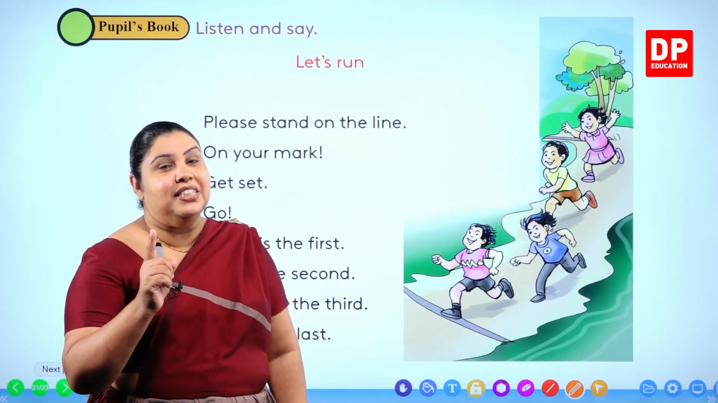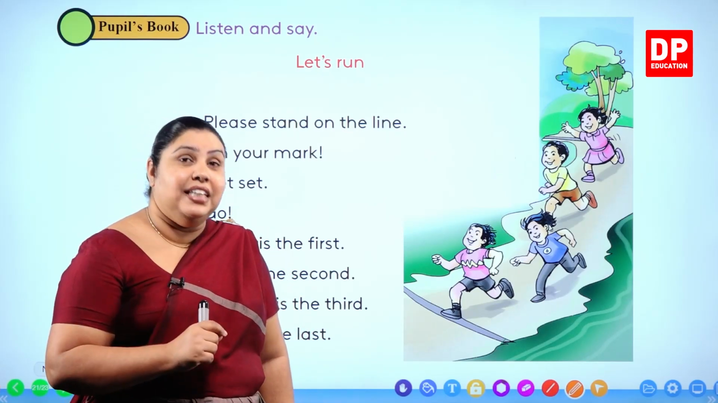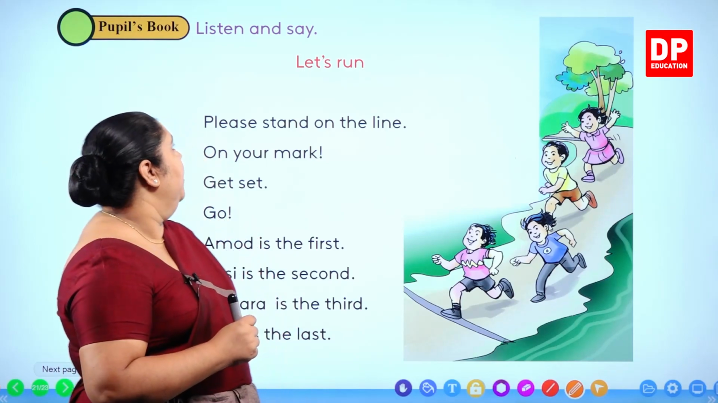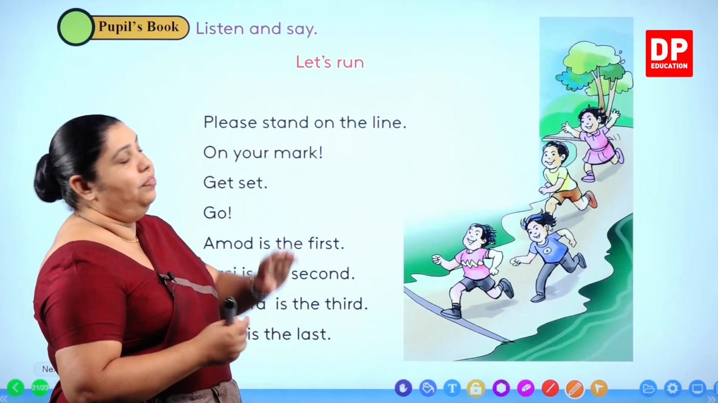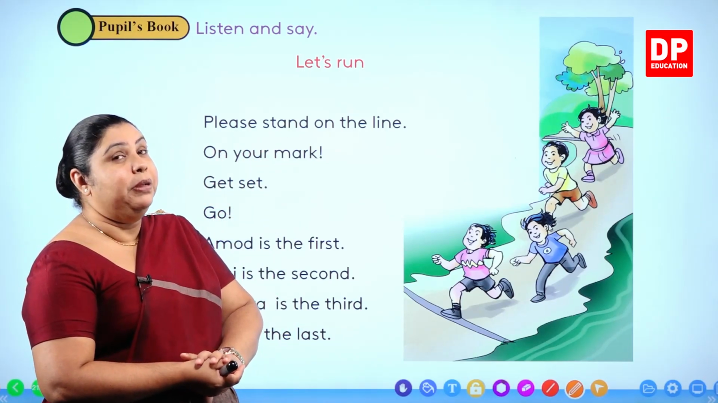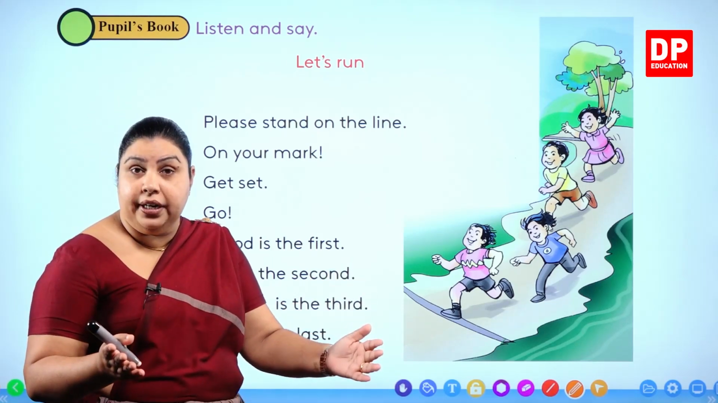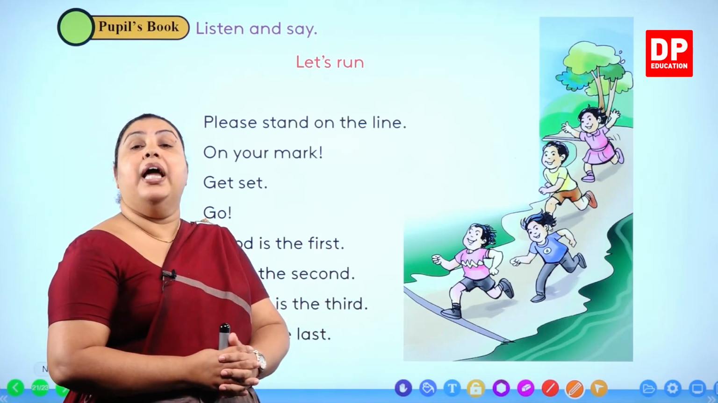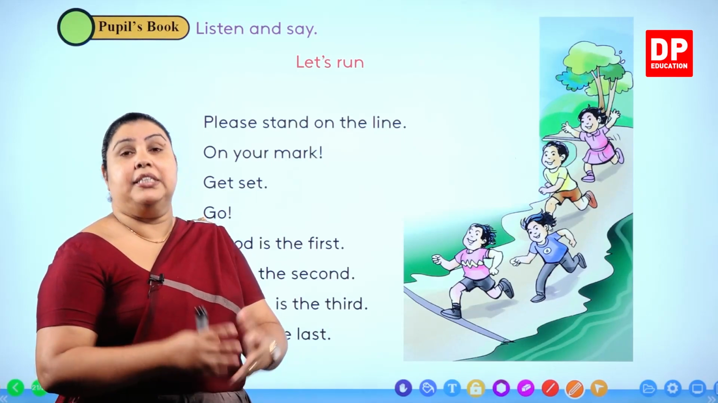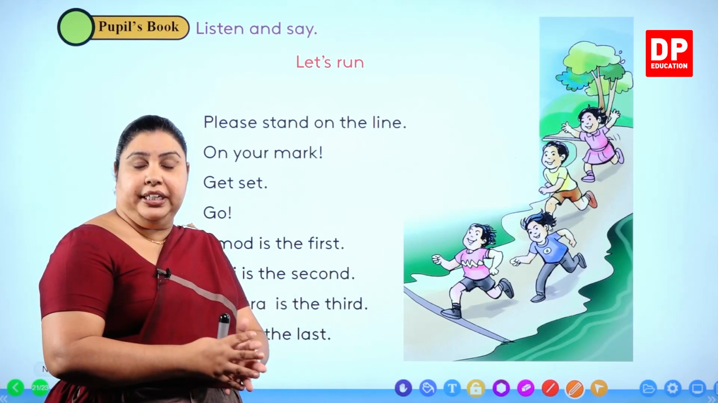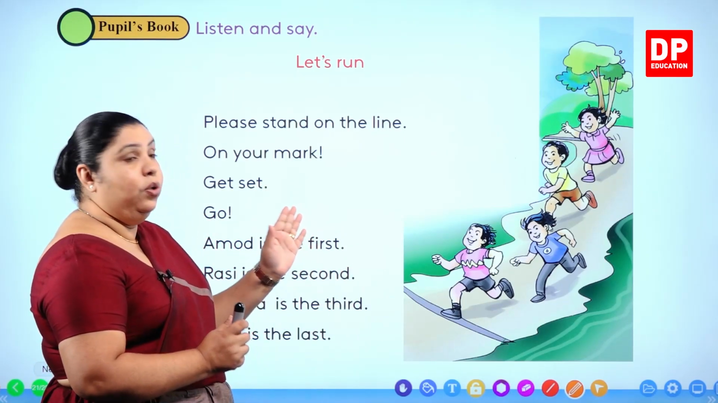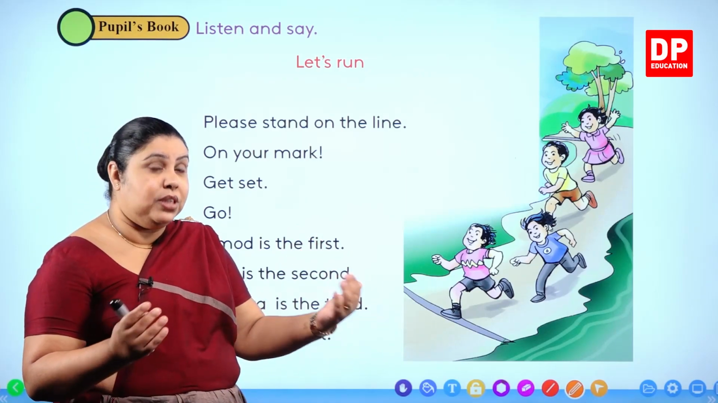So let's read this once again and we will see what else we have to do. Please stand on the line. So now in your pupils book it says, when you go to the ground, actually you have to do like this. When we go and play, because playing is fun, that's our unit number 7. So when we go to the ground, that is how we have to start a race.